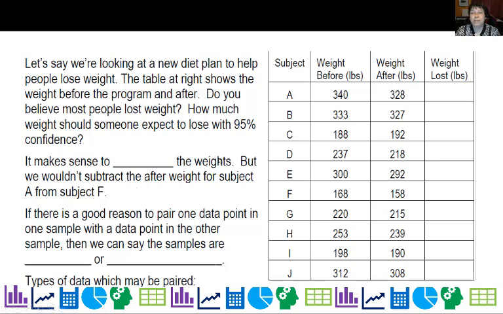Now, first of all, since I'm saying differences, it makes sense to subtract the weights. But we wouldn't want to subtract the weight for subject A from subject F because those don't go together. If there's a good reason to pair one data point in one sample with the data point in the other sample, then we can say the samples are paired or dependent. So this 340 goes with the 328. It doesn't go with the 158. Which makes sense. This is a person and they're on the diet before and after.